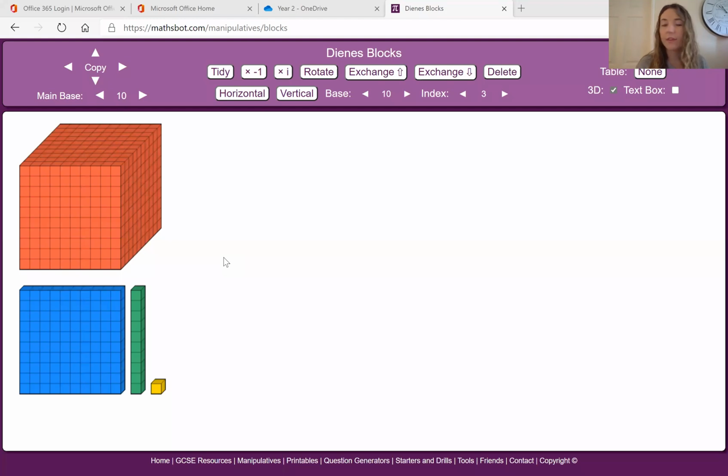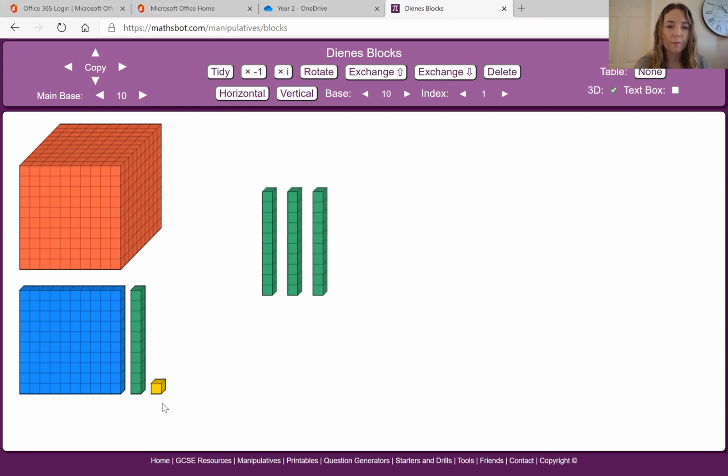Okay, so if we had 38, let's make the number 38. 10, 20, 30, and 1, 2, 3, 4, 5, 6, 7, 8, 38. And if we're taking away 23, then we need to think about how many tens and how many ones we're taking away.